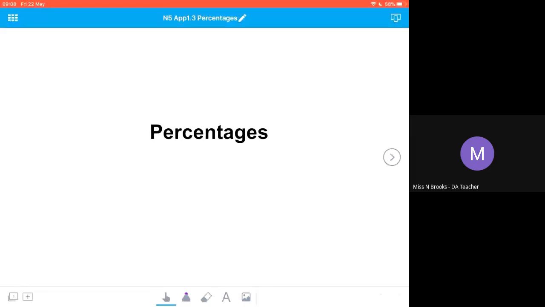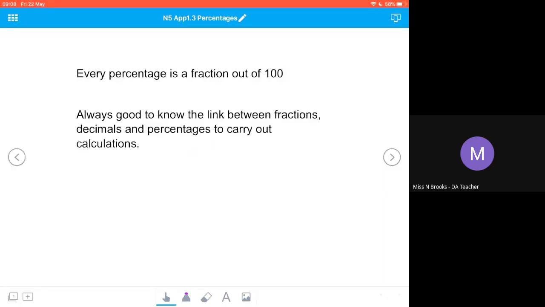So percentages are fractions out of 100. And it's always good to know the link between fractions, decimals, and percentages to carry out calculations, because we can use these equivalent forms to make our calculations easier.